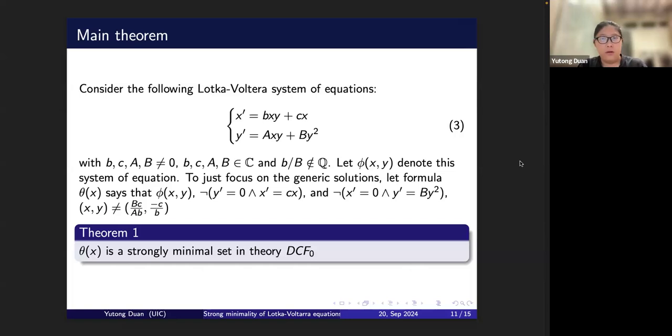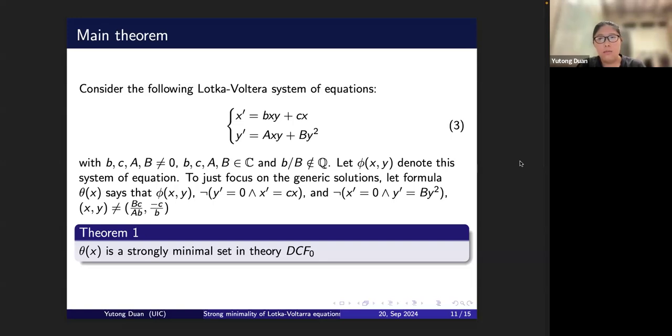We only have 4 parameters, b, c, and capital A, capital B, with all those parameters not equal to 0, and all of this in complex numbers, and little b or capital B is not a rational number. The reason I don't want this to be a rational number is that this condition will be used in my proof, and I haven't proved the strong minimality when it's a rational number. So there is a potential that it is strongly minimal, but we haven't proved it yet.